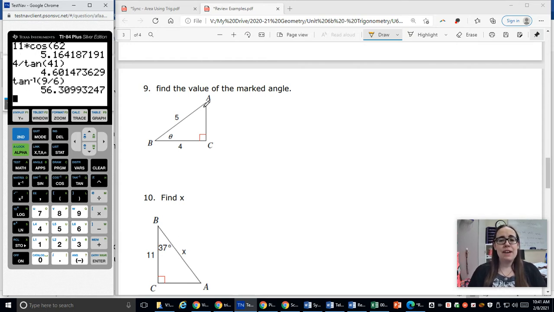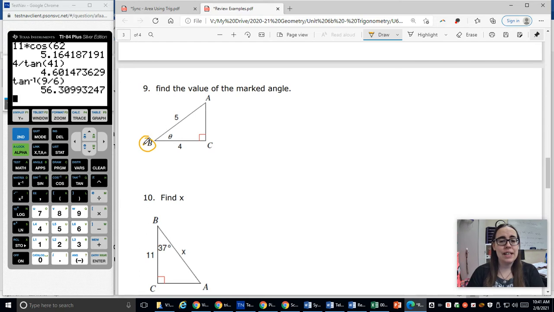All right, number 9, find the value of the marked angle. Just like in the last problem, I'm looking for the angle measure that has the little letter in it. That is where I'm going to put my smiley face. It is right here.